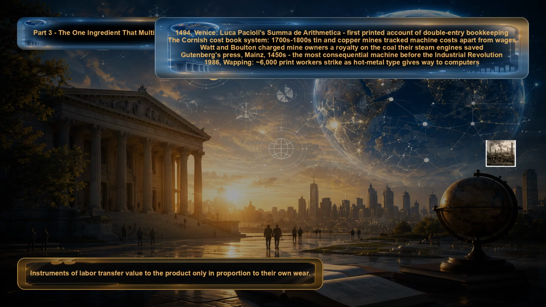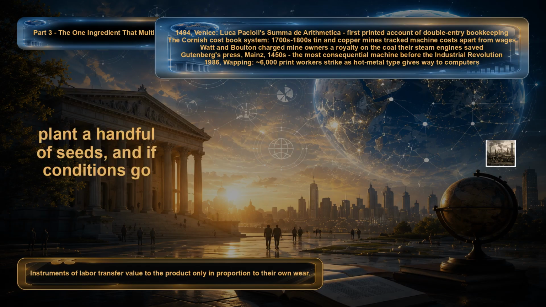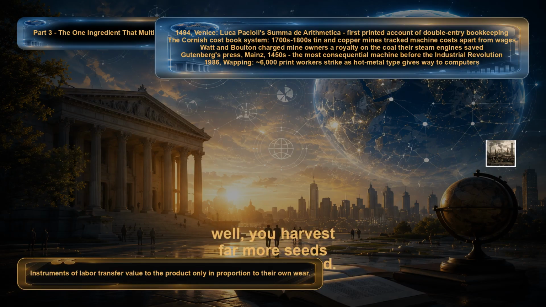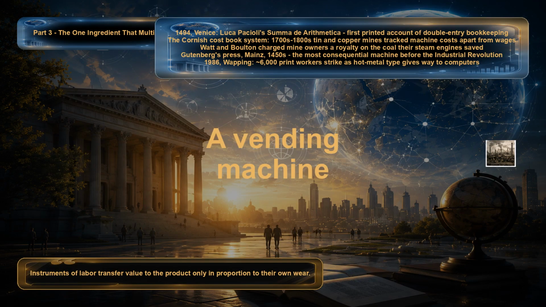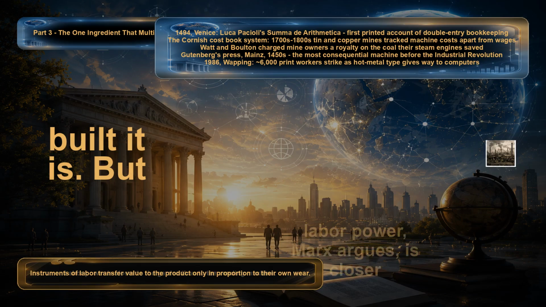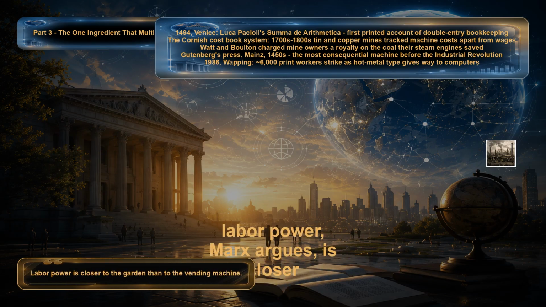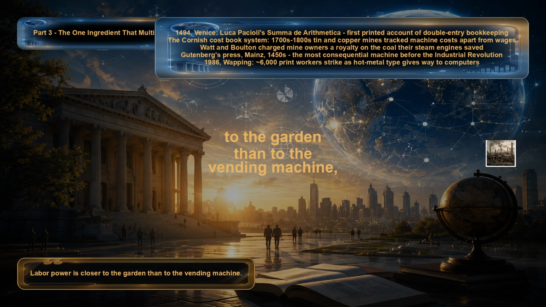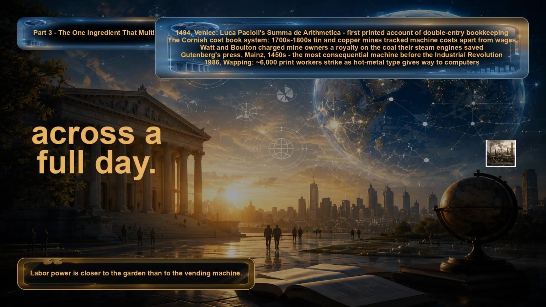Now picture a garden. You plant a handful of seeds, and if conditions go well, you harvest far more seeds than you planted. A vending machine can never become a garden, no matter how well built it is. But labor power, Marx argues, is closer to the garden than to the vending machine, because of what happens when it actually gets put to work across a full day.